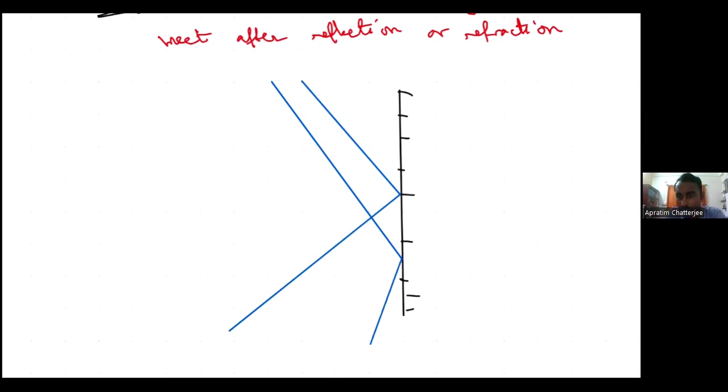Yeah. So I have drawn two light rays which are falling on the plane mirror, incident on the plane mirror, and they're reflected by the plane mirror. Let me name them. Let's say this is I1, this is R1, and let's say this is I2, and this is R2.